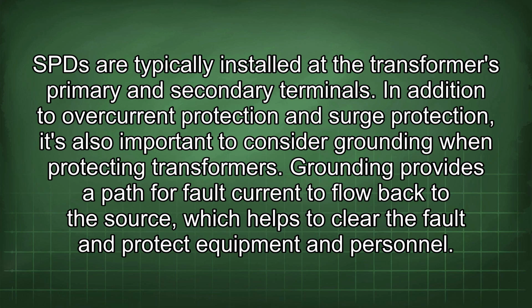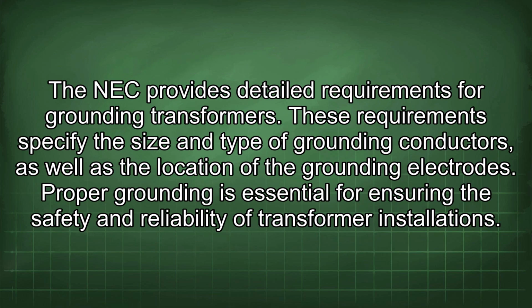In addition to overcurrent protection and surge protection, it's also important to consider grounding when protecting transformers. Grounding provides a path for fault current to flow back to the source, which helps to clear the fault and protect equipment and personnel. The NEC provides detailed requirements for grounding transformers. These requirements specify the size and type of grounding conductors, as well as the location of the grounding electrodes. Proper grounding is essential for ensuring the safety and reliability of transformer installations.